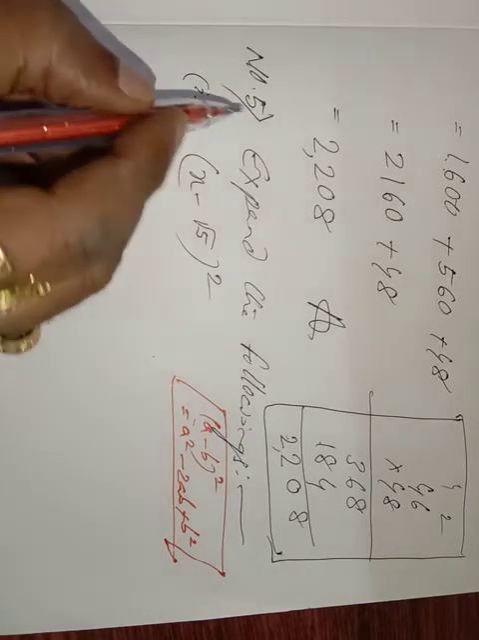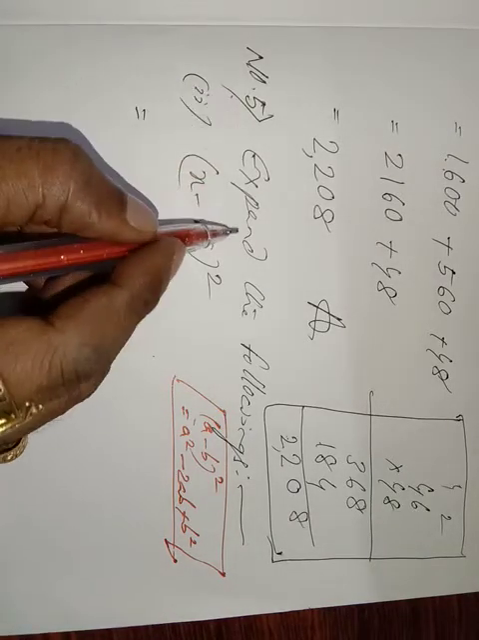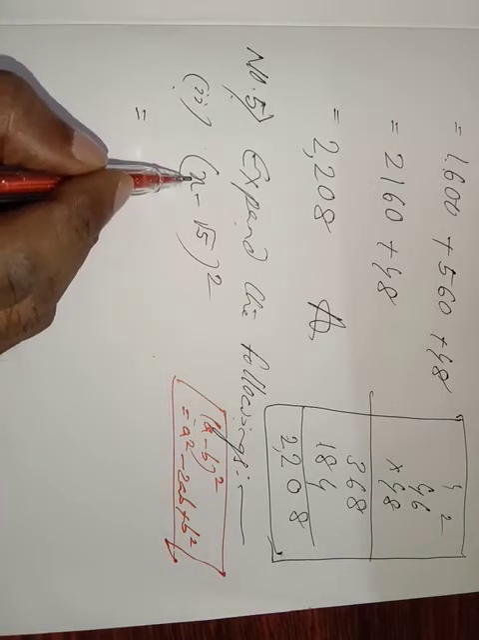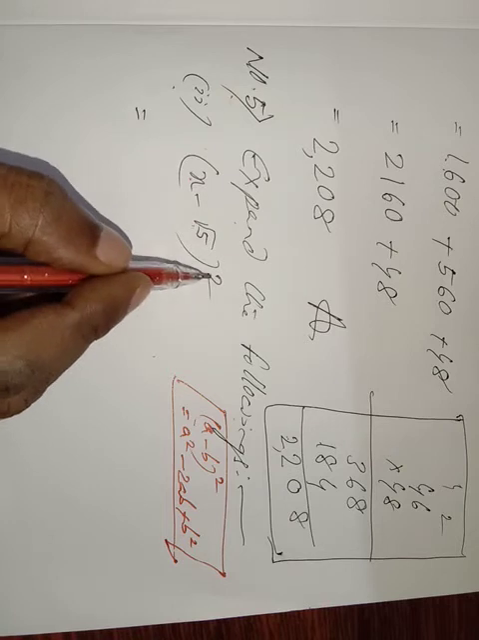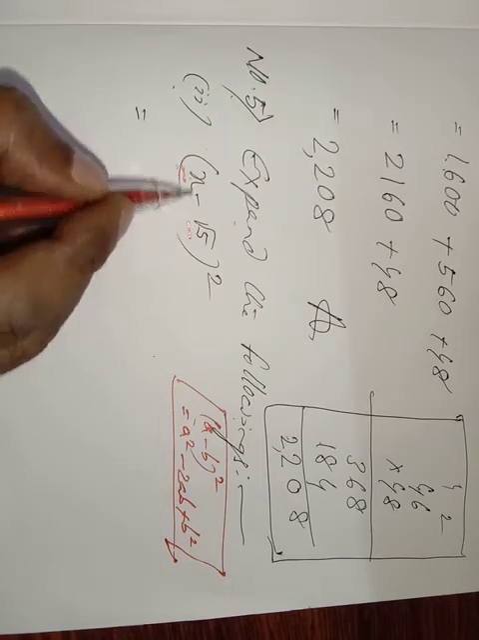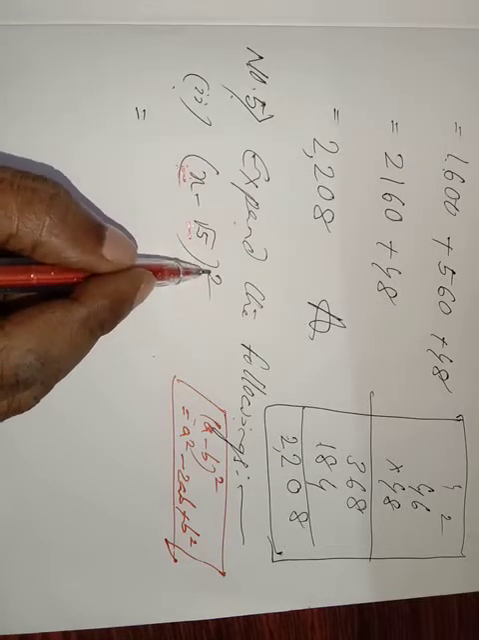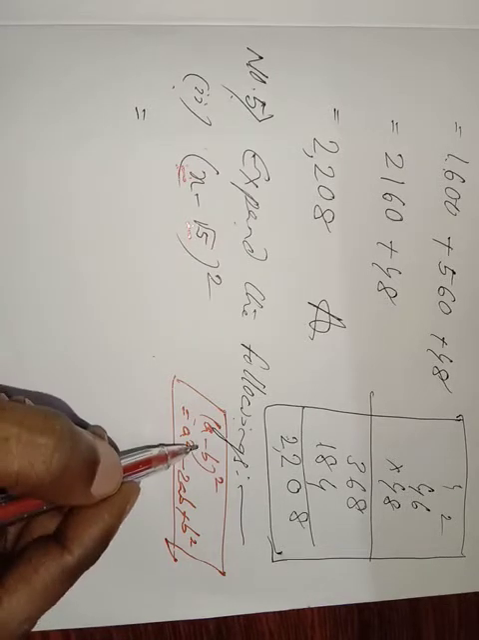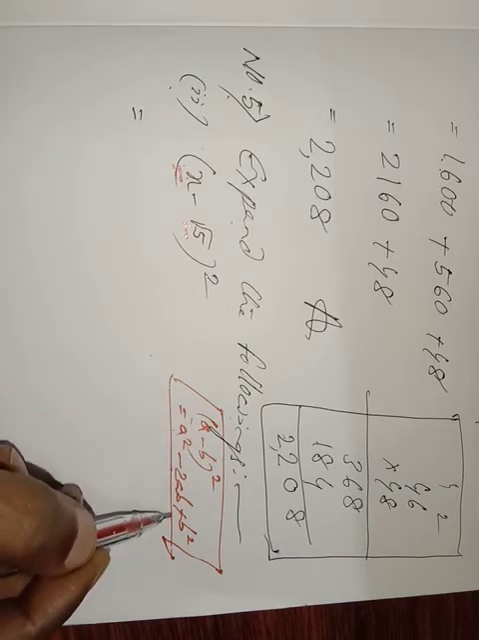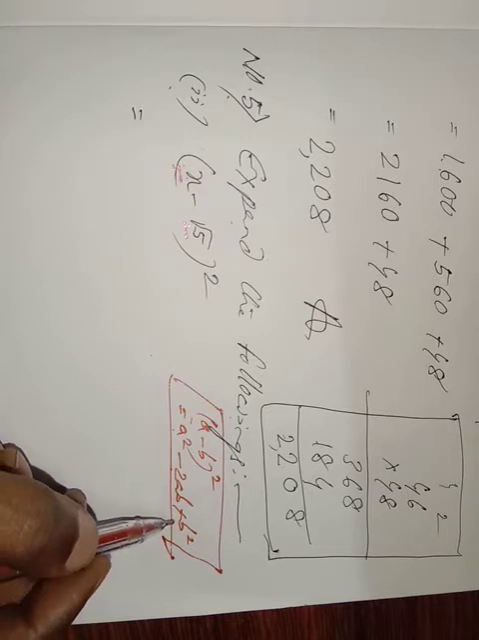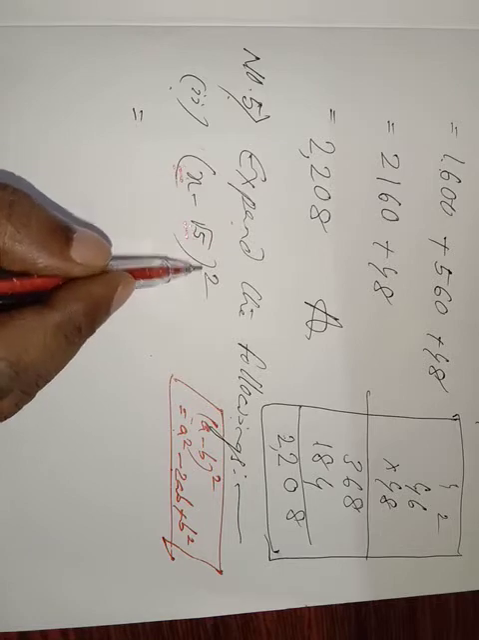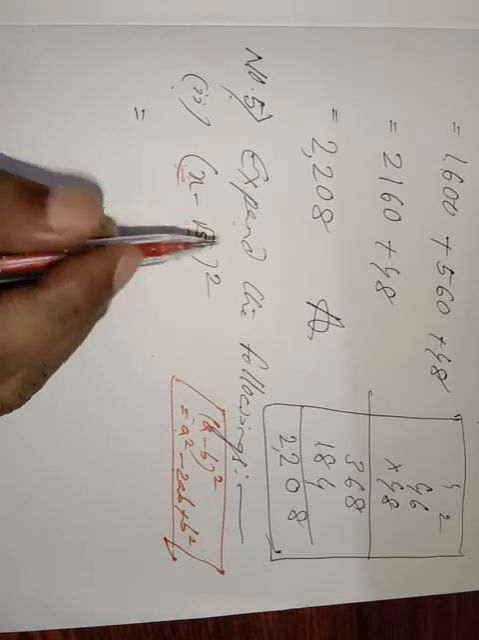See, question number 5. What is the question? Expand the following. Second part I am doing. Question given: x minus root 5 whole square, means this is a and this one is b. The a minus b whole square formula you have to apply here. What is that formula? I am writing your formula here. a minus b whole square is a square minus 2ab plus b square. Okay, clear or not? I am applying a minus b whole square. Here a is x and b means here root 5.